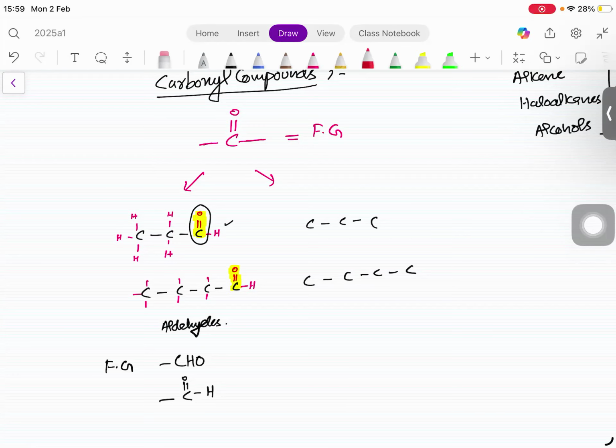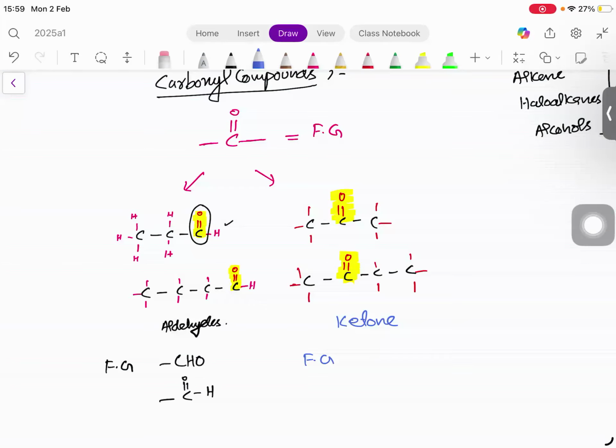On the other hand, look at this, the same functional group but attached other than at the terminal carbon. This is also a carbonyl compound. The functional group is the same, but it is not on the terminal carbon; it is in between the chain where both sides contain carbon. It is known as another functional group, ketone. Okay, so the functional group for this is C double bond O with R on both sides, or COR.